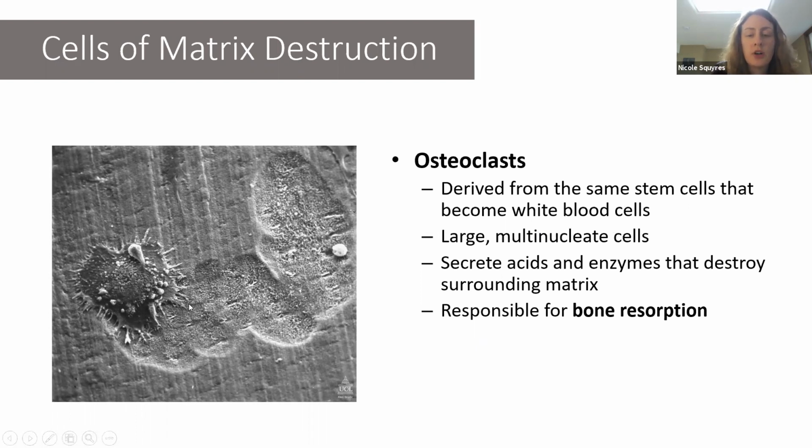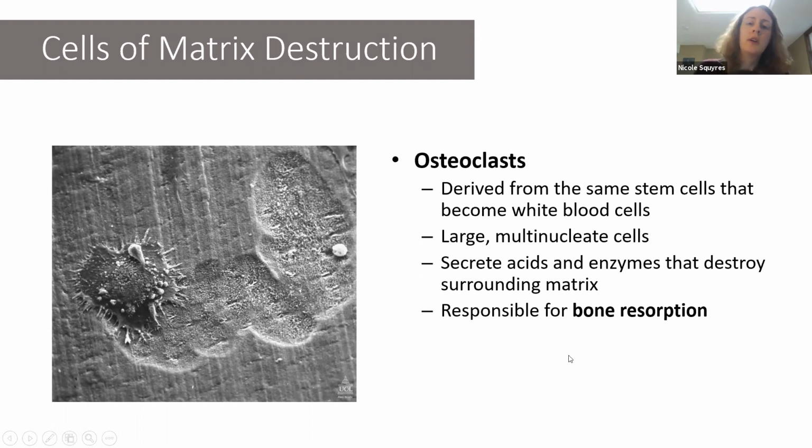They are very large, they're multinucleate, so they're big cells with multiple nuclei, and they are going to secrete a mix of acids and enzymes that destroy the matrix around them. So they are responsible for bone resorption, bone destruction. And so you can see here in this image, here's an osteoclast, and here it is, it's been moving around, right? They're mobile. And as it moves around, it's destroying all of the matrix around it. It's basically eating away at that matrix.